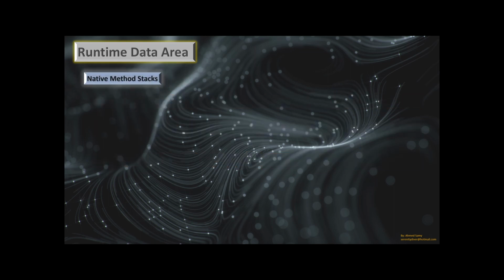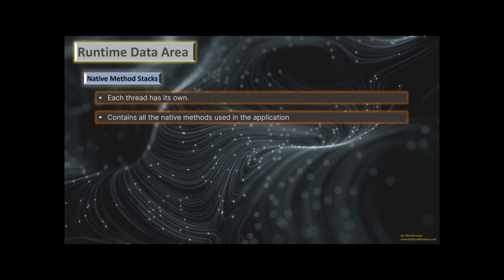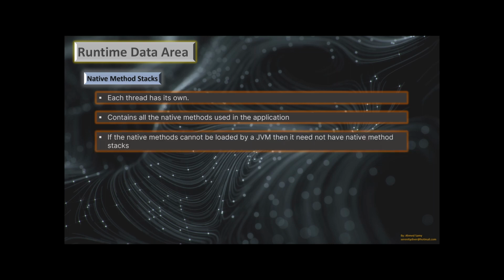Then we have the native method stacks. Each thread has its own native method stack. It contains all the native methods used in the application. If the native methods cannot be loaded by the Java virtual machine, then it needs to have native method stacks loaded. Memory size is fixed or dynamic.